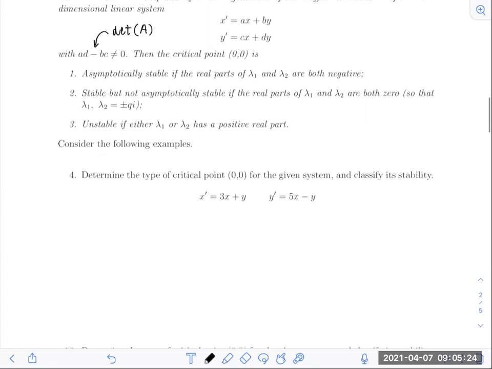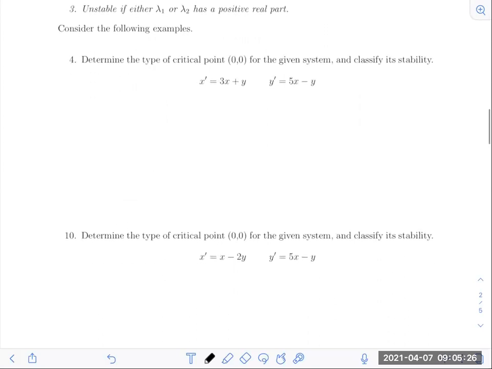All right, so let's take a look at some examples of classifying critical points. Number 4 from the textbook says, determine the type of critical point 0, 0 for the given system and classify its stability. All right, so what I'm going to do is set up my characteristic equation, which is going to be the determinant of A minus lambda I. So I'll fill that in. And I want to set that determinant equal to 0. This is the definition of the characteristic equation.